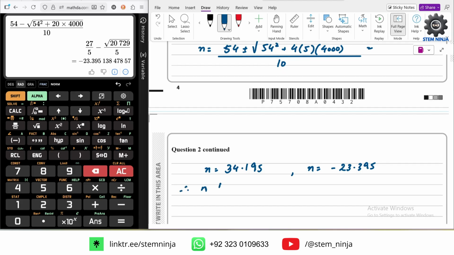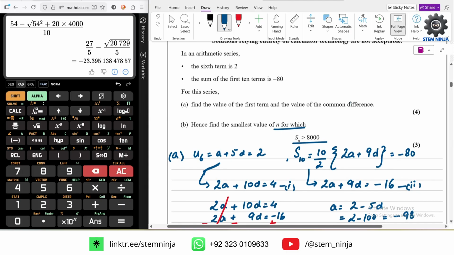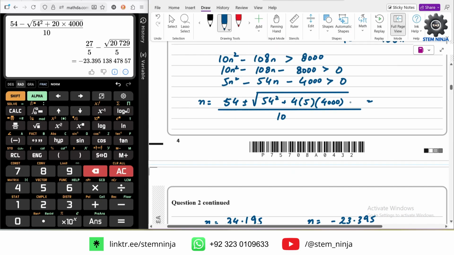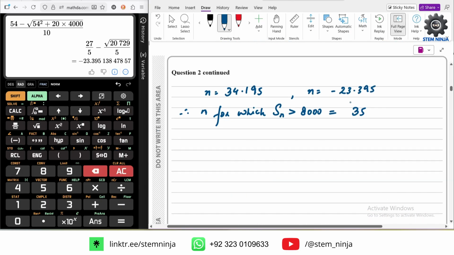So therefore, the n for which the sum of the first n terms goes beyond 8,000 is 35. Okay, and that's the second question. Let's move on to the next question.